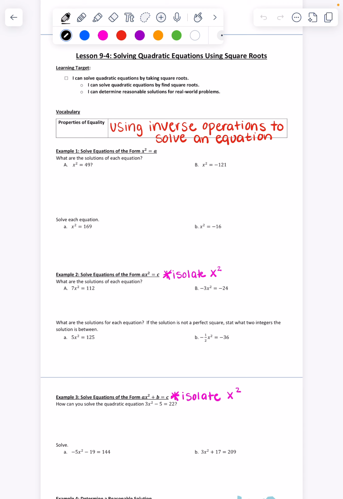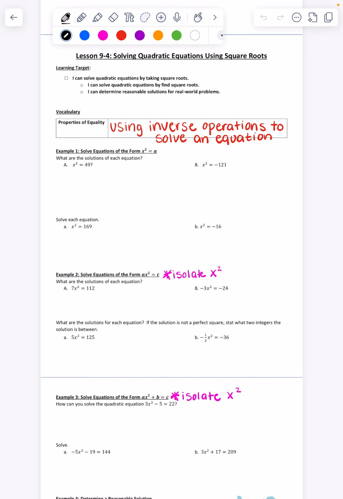Lesson 9.4, we're going to be solving quadratic equations, and we're going to be seeing a lot of square roots today. So we have some new vocab, properties of equality. That's just a fancy phrase for when we use opposites in math to solve an equation. When we are solving for x, we always use opposites. That's all that means.